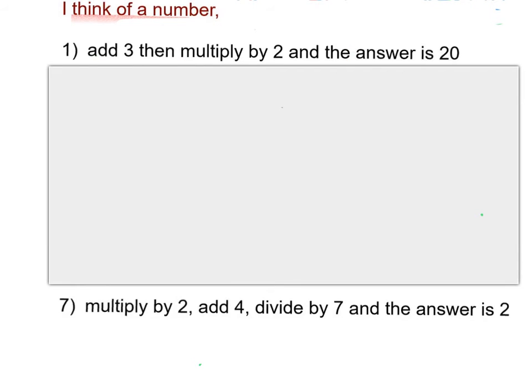Okay, let's look at number 7 here. I've got an even longer equation. It says I'm going to think of a number, so I'll call it x. I'm going to multiply it by 2, so 2x. Then I'm going to add 4. Then I'm going to take that whole thing and divide by 7, and the answer is 2. So now I've got 3 steps. We're getting longer here.